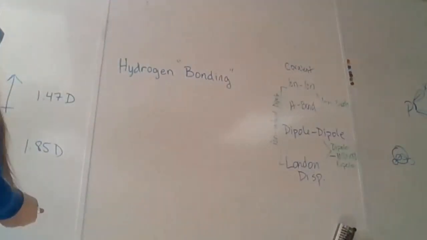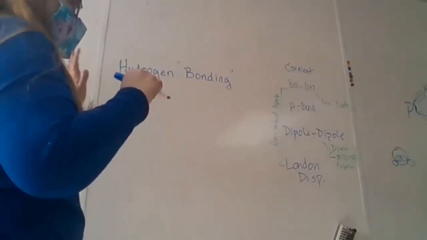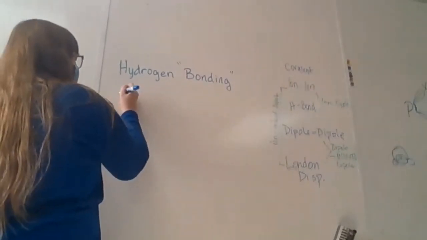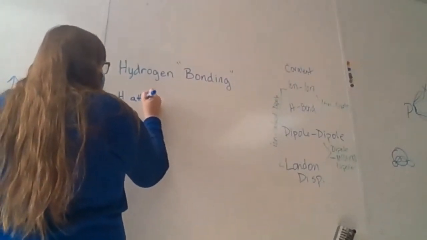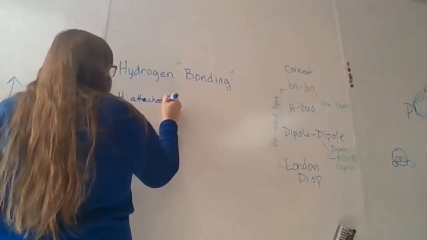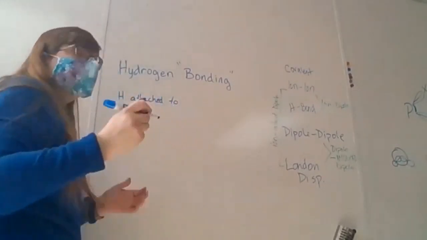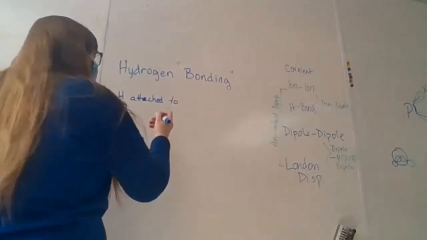Okay, so back to hydrogen bonding. We said it only does very specific atoms. So we say the hydrogen is attached to a very electronegative small element.